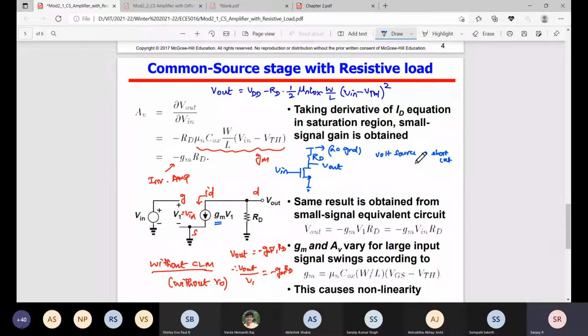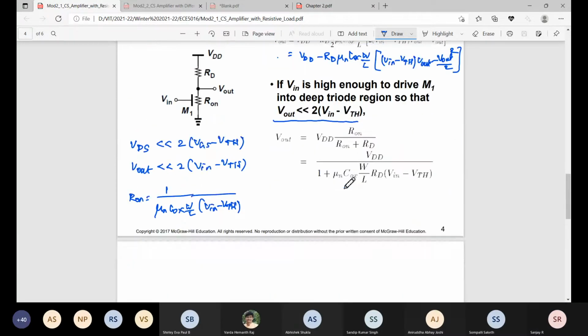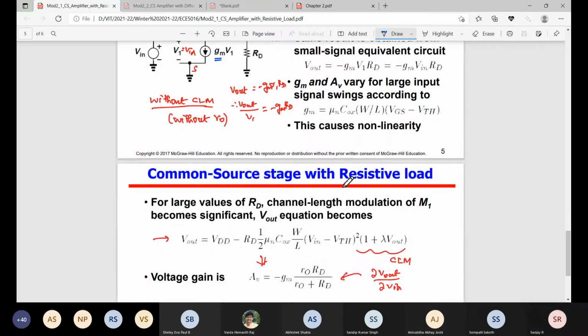So voltage source means short circuit. What about current source? If let's take the input is a current source, it will become open circuit. Then only the current will become 0. So this is what we need to do to convert a circuit to the small signal. So we will nullify the voltage source and current source. Then we can replace it with the small signal model. So any doubt in common source amplifier? Is it fine? Any doubts? Okay. No, sir. Okay, thank you.